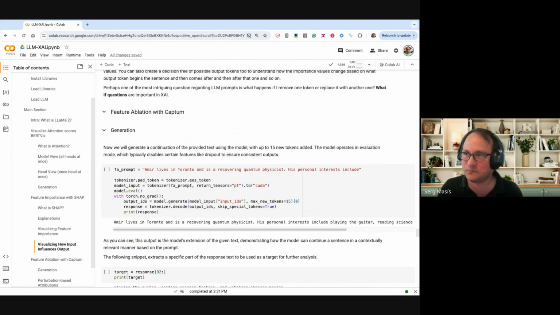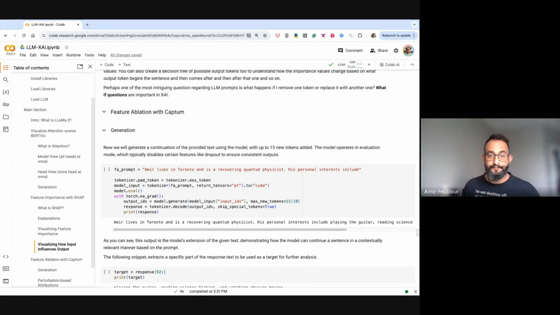Now we have some minutes left. I'll let you guys vote if you want to see feature ablation with Captum, or if you want to ask questions. Let's do it. Let's do the last section too.